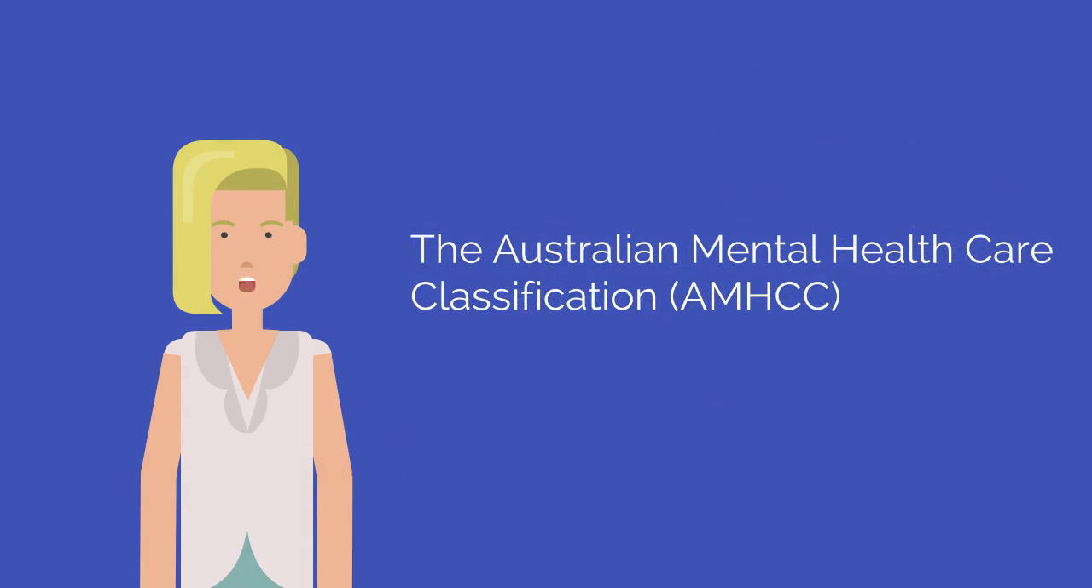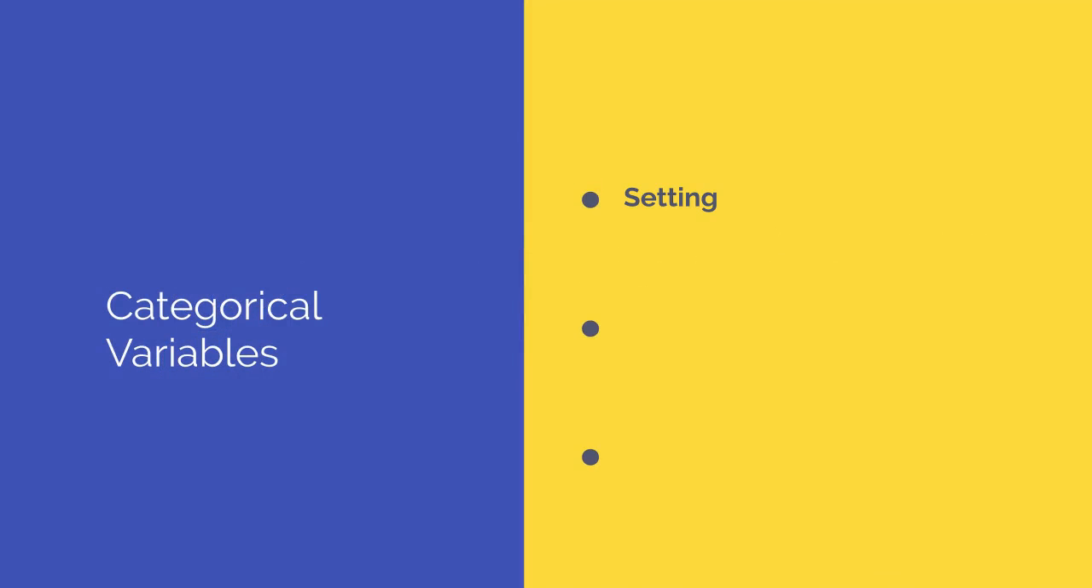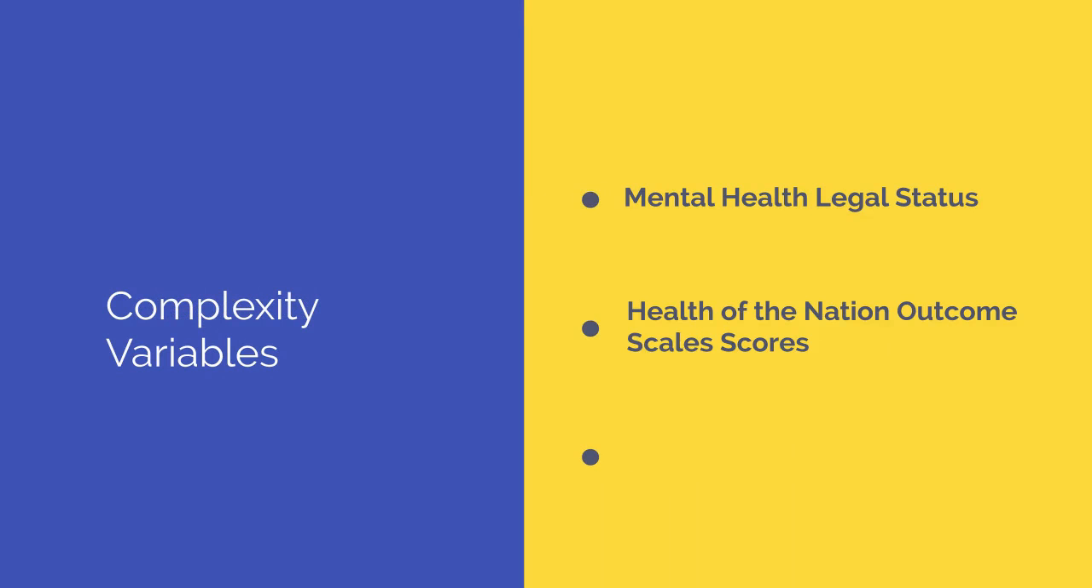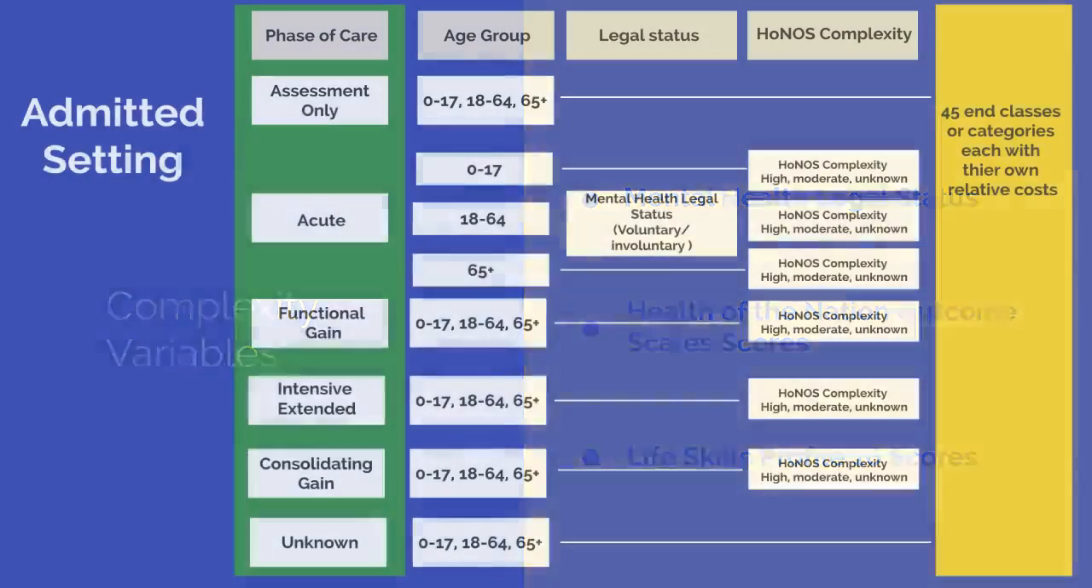The Australian Mental Health Care Classification has 6 major splitting variables. The first 3 variables are categorical, and the remaining variables are complexity variables. The categorical variables are setting, mental health phase of care, and age group. The complexity variables are mental health legal status, the Health of the Nation Outcomes Scale scores, and the Life Skills Profile 16 scores. These variables produce, in the admitted setting, a set of 45 categories of people who are clinically similar with similar resource needs.